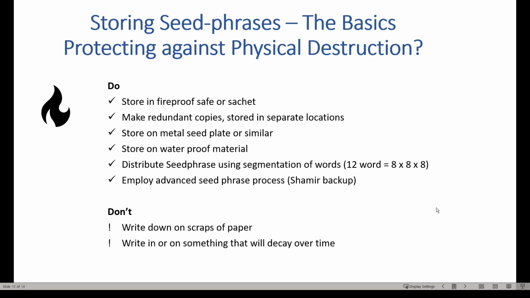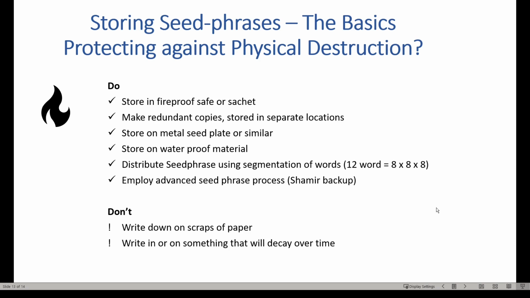And once again, we talked about the Shamir backups. That is another way where you can geographically separate the seed phrase and put it in different locations, so that if one of those locations is destroyed, the other parts of that Shamir backup can come together and reform the seed phrase.